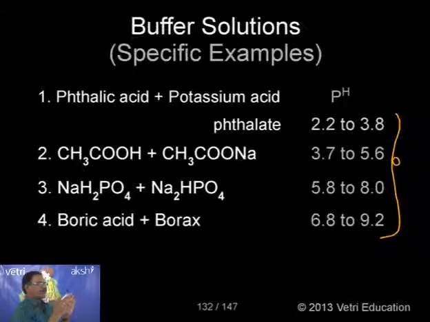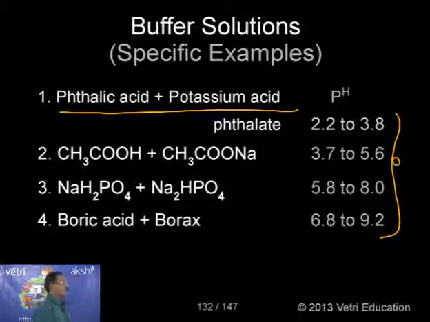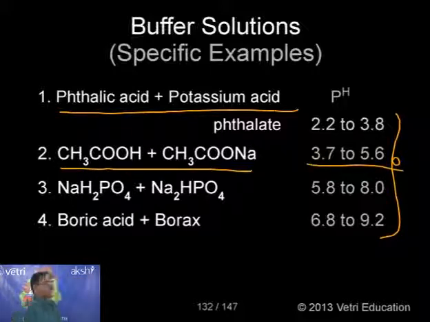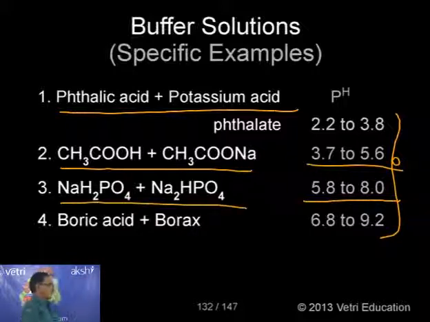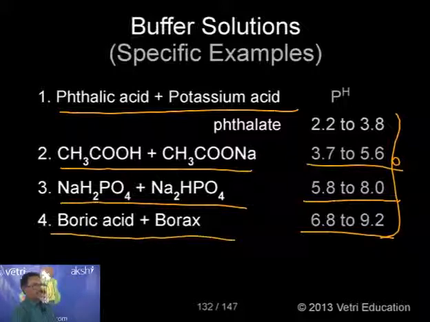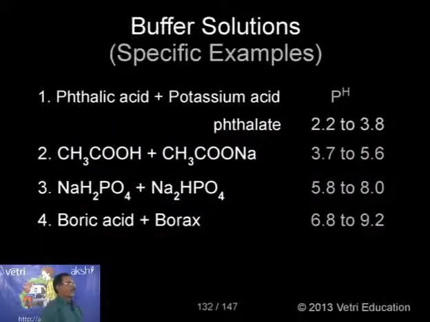So, if you want to keep the pH of a solution between 2.2 and 3.8, adjust the concentration of phthalic acid and potassium acid phthalate. If you want a buffer solution of pH 3.7 to 5.6, adjust the concentration of acetic acid and sodium acetate. If you want the pH between 5.8 and 8, adjust the concentration of sodium dihydrogen phosphate and disodium hydrogen phosphate. Same, if you want pH between 6.8 and 9.2, adjust the concentration of boric acid and borax. This is the most important information I want to give under this. Okay, let me go to the next one.